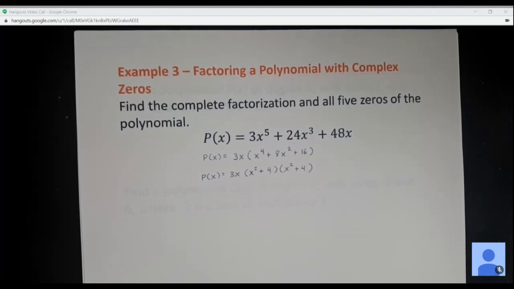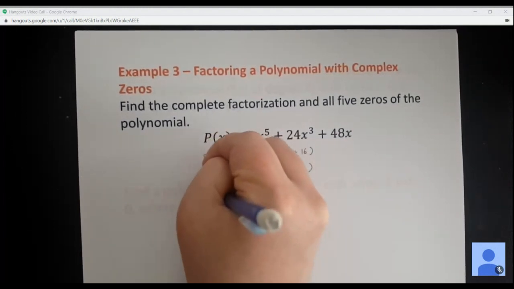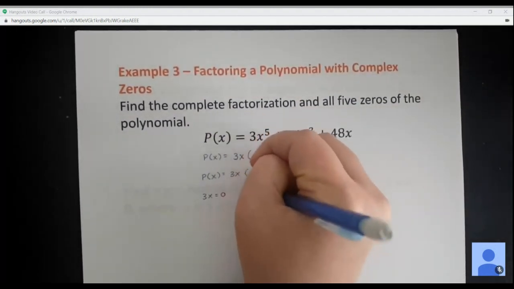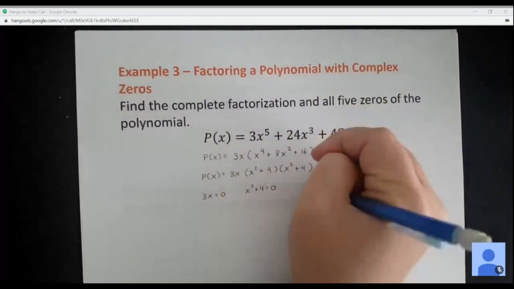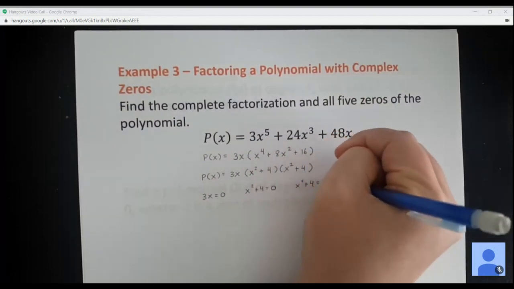Okay. Now, once we have those factors, if I'm looking for all 5 zeros, what can I do? Set them equal to 0. Good. So my first factor here is 3x equals 0. And I'm going to take the x squared plus 4, set it equal to 0. And then I'm going to take this other x squared plus 4 and set it equal to 0.